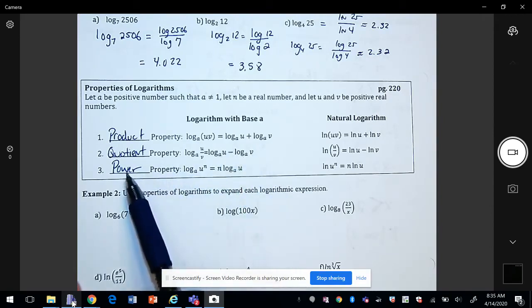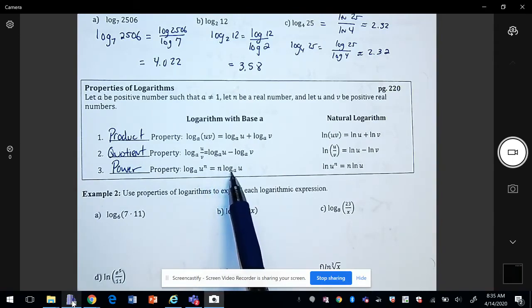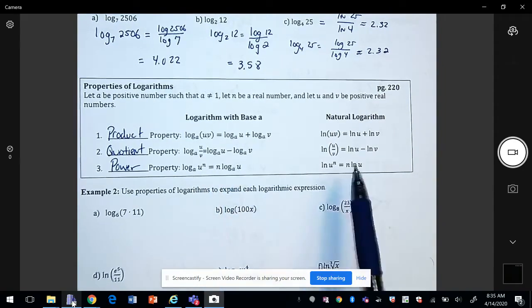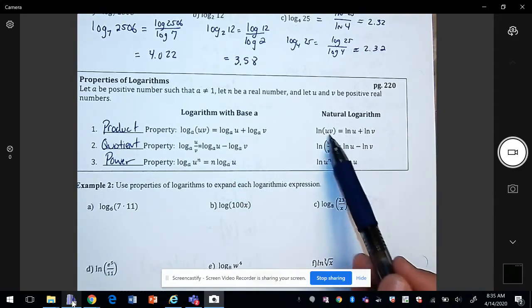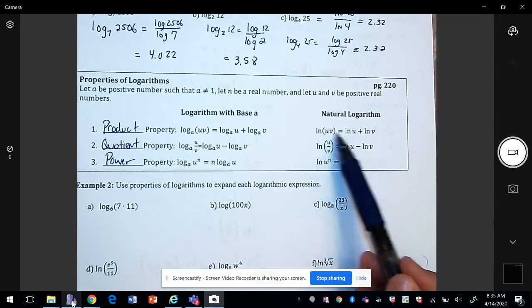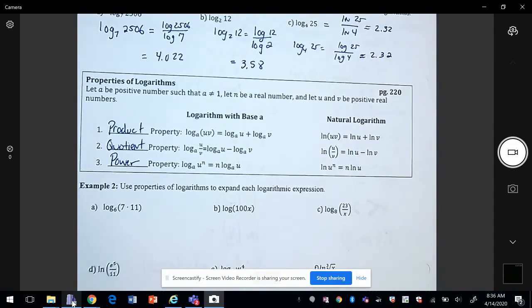And then we have something called the power rule. Notice we have an exponent here, so the power rule will allow us to take this exponent to the front of the log, and then we would have n times log base a of u. And these properties hold true with the natural log as well. So notice here, natural log of u times v can be written as natural log of u plus natural log of v.